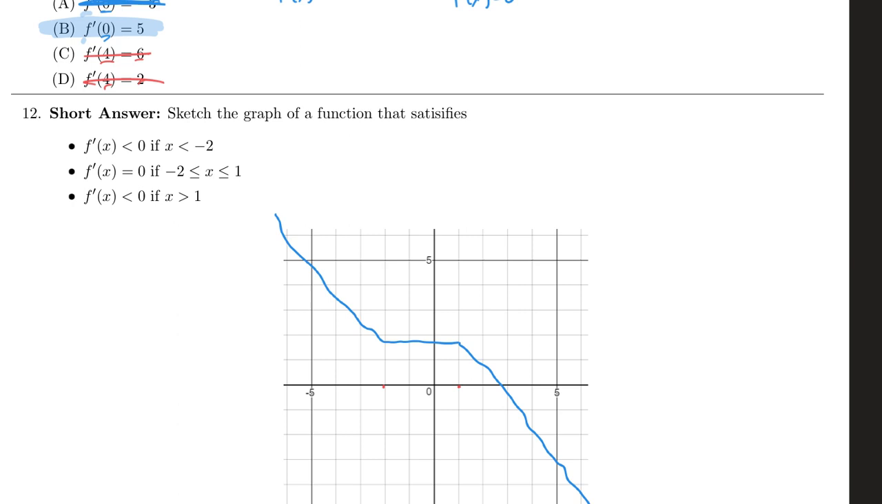All right, the easier way probably is to use straight lines. So straight line down, flat line, straight line down. And the flat line doesn't have to be where I drew it, or it could look like this as well. Straight line down, flat line, straight line down. All right, all those satisfy these conditions.